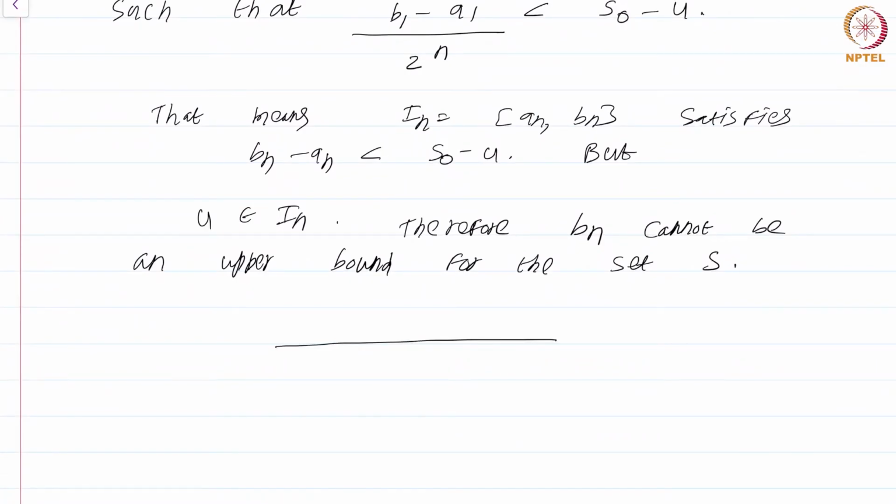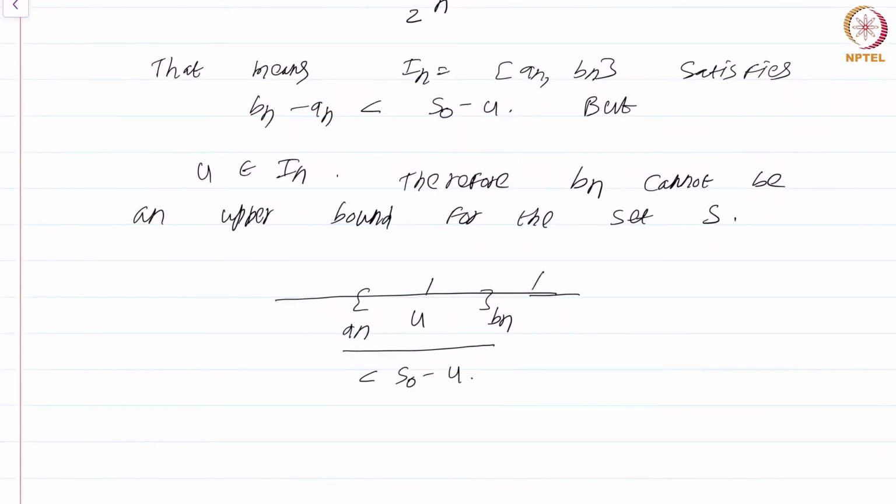We have this interval an, bn. We have this point u, which is somewhere inside. We know that bn minus an, this length, is certainly less than s0 minus u. That means s0 cannot be in this interval, because the entire length of this interval an, bn is itself less than s0 minus u. So u plus s0 minus u has definitely got to be greater than bn, because the length of this interval is itself just maximum going to be s0 minus u, right? In other words, s0 has got to be greater than bn.